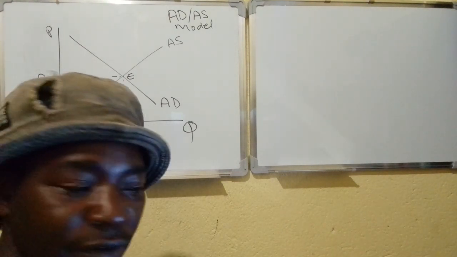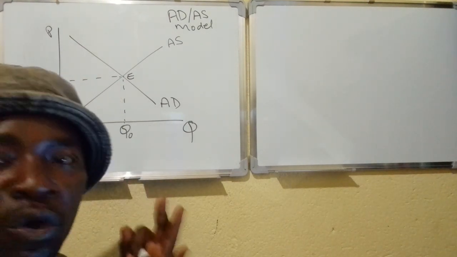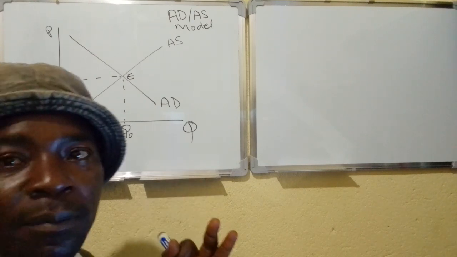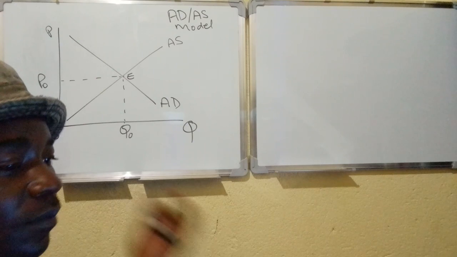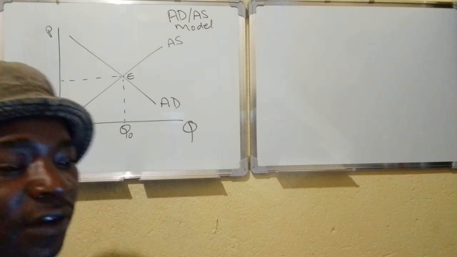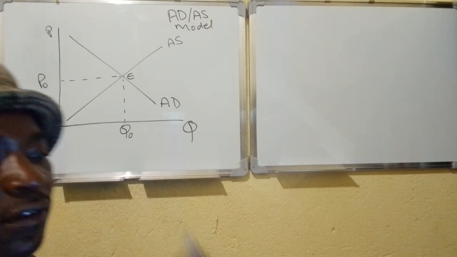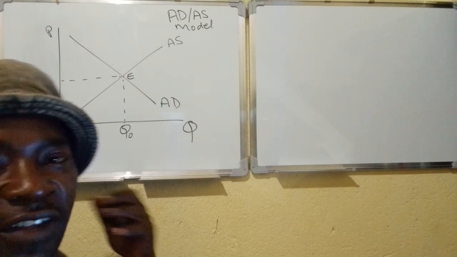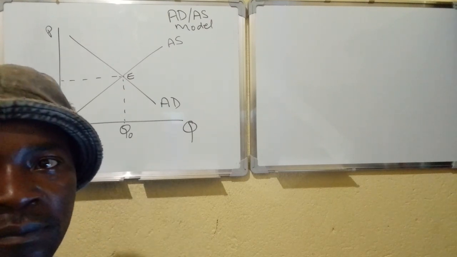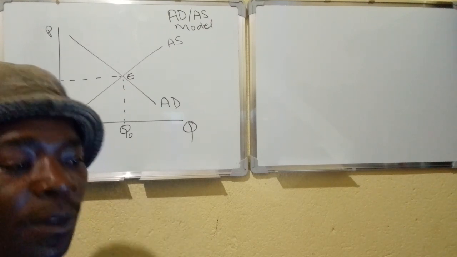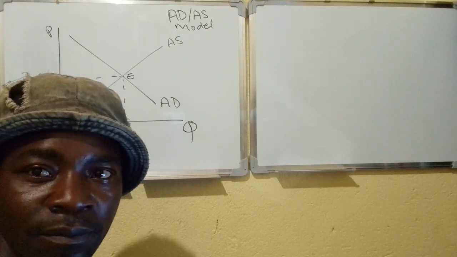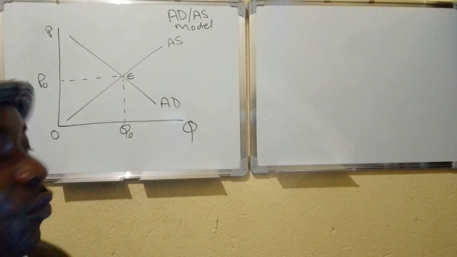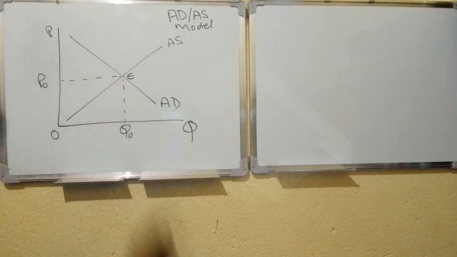There is the wealth effect. There are 3 of them. You need to know them, especially listing them. I've never seen where they say explain them, but obviously you need to understand them. Number 1, the wealth effect. Number 2, the interest rate effect. Number 3, the international trade effect. All 3 of them are related to price levels. These are the reasons why the AD curve is sloping downwards.